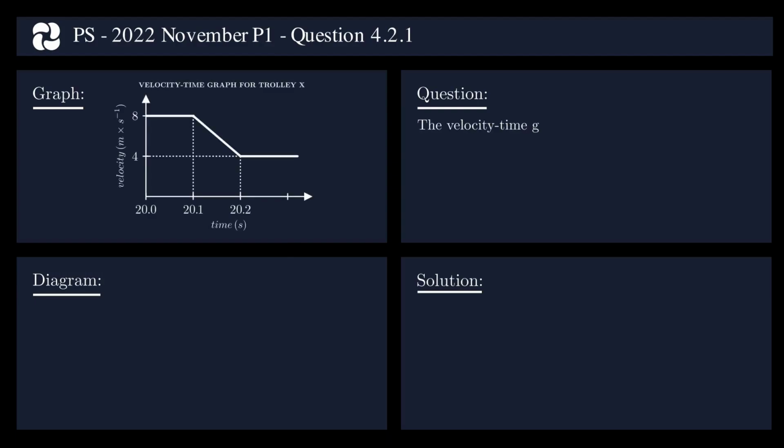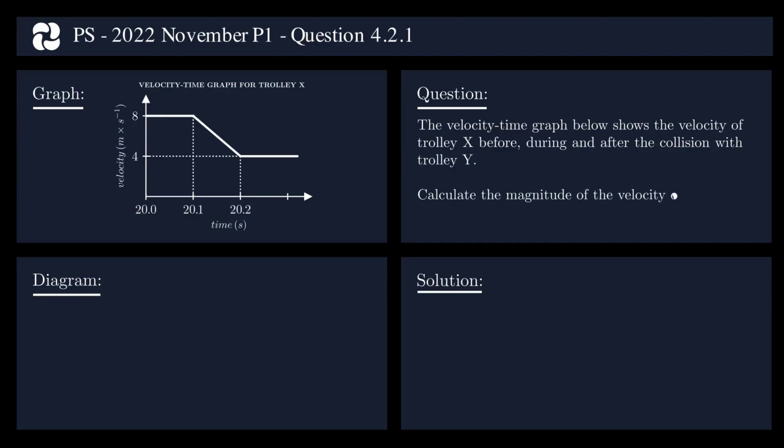The velocity time graph below shows the velocity of trolley X before, during, and after the collision with trolley Y. Calculate the magnitude of the velocity of trolley Y immediately after the collision.